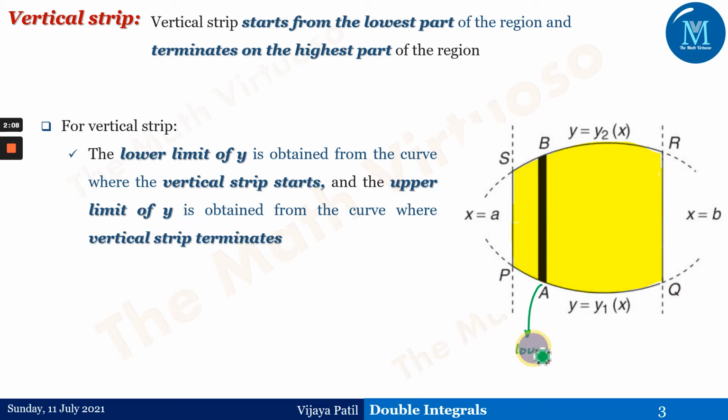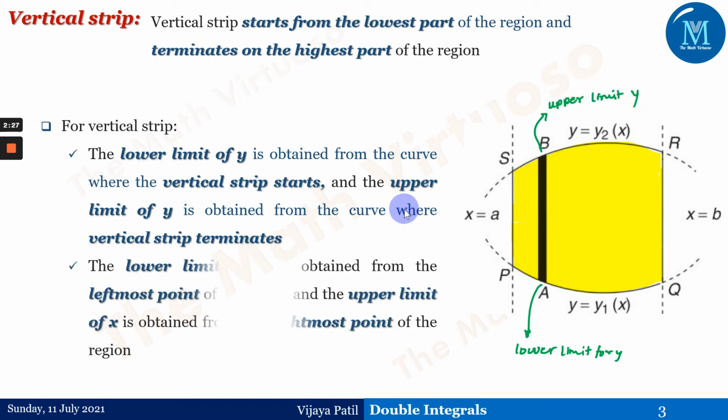So this is the lower limit for y, and the upper limit of y is obtained from the curve where the vertical strip terminates. So this is known as the upper limit of y. What about x? The lower limit of x is obtained from the leftmost point of the region. Suppose this is the point P over here, the intercept, where x is equal to a, the leftmost point of the region, and the upper limit of x is obtained from the rightmost part of the region, that is x is equal to b.